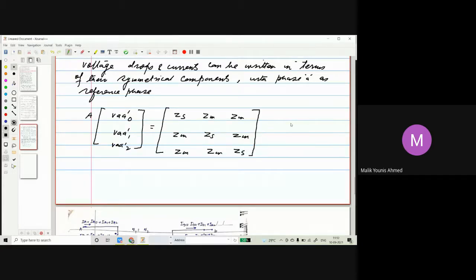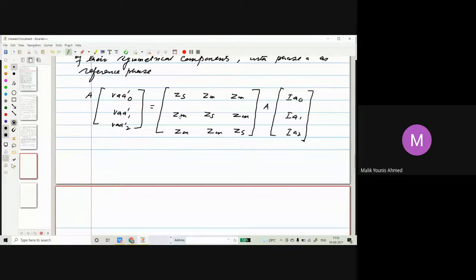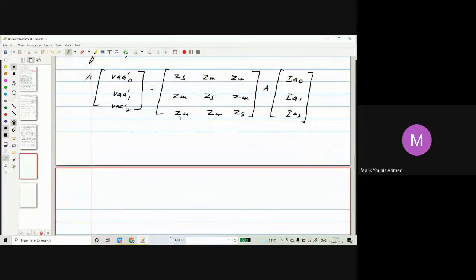So that will be the matrix, and currents again we will change into the symmetrical components. So that will be IA0, IA1 and IA2. We have seen this equation when we have to change phase currents or voltages into symmetrical components. So we have to multiply by the matrix A. We have proved it in the previous classes. So this is equation number 9 we have.